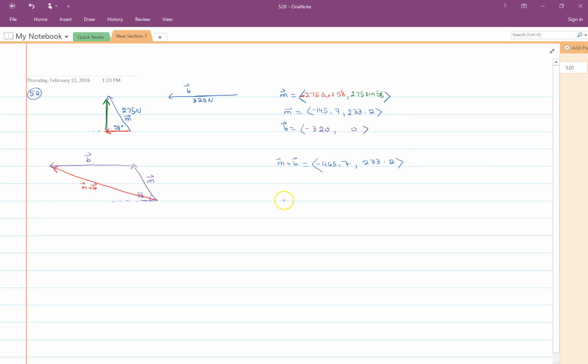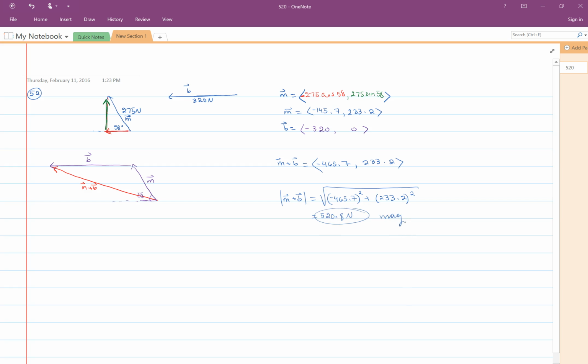Now the magnitude is the distance formula. So it's negative 465.7 squared plus 233.2 squared, square rooted. Okay, so you put that in and what do you get? Anybody? So it's 520.8 newtons. So that's the magnitude.